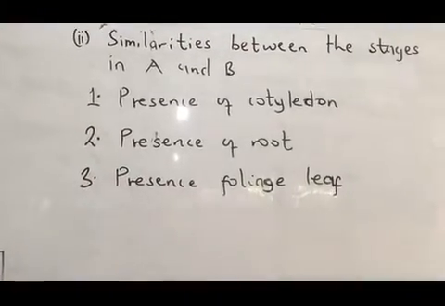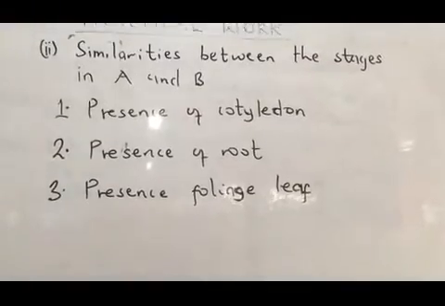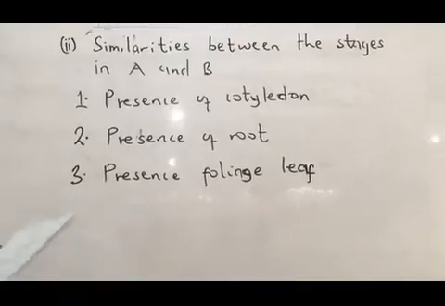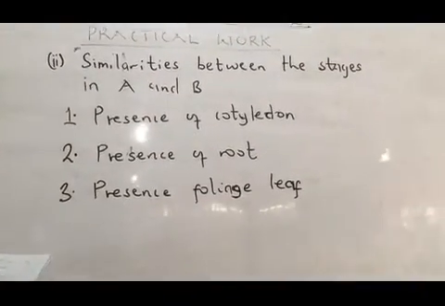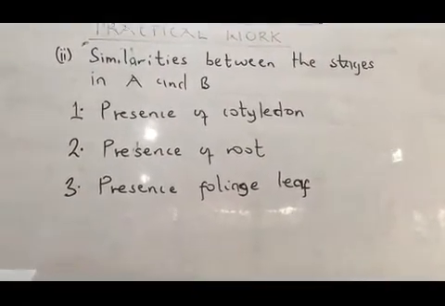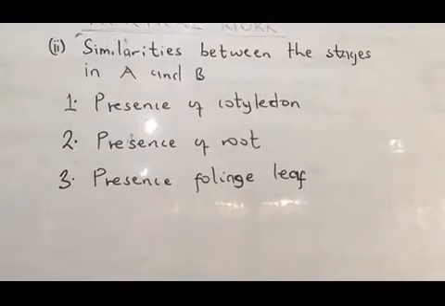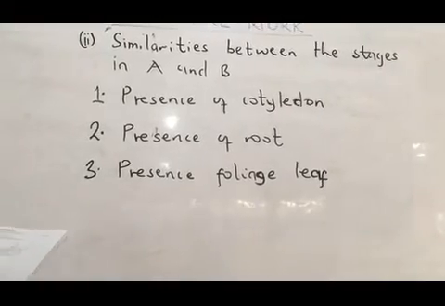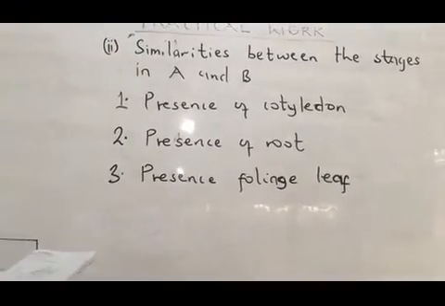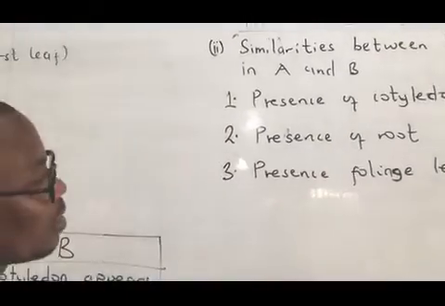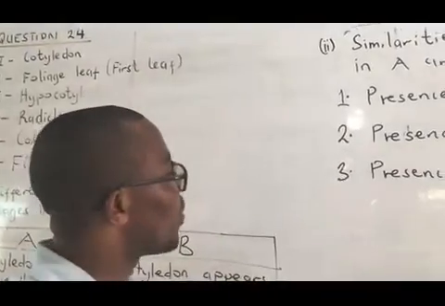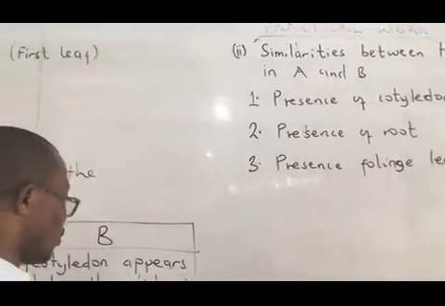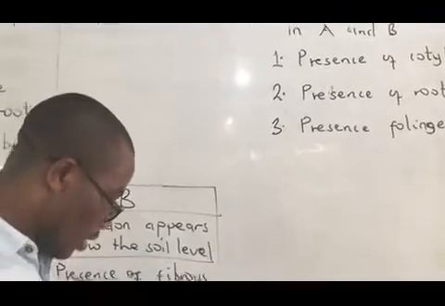Okay. Obviously, you can also talk of presence of radicle because it's a radicle that develops into roots, and both of them have the radicle. The radicle in A is not labeled. That is after 4 days you see the radicle developing. It is that radicle that actually grows into the root. So you can also talk of presence of radicle. But once I've said presence of root, you should know the root develops from the radicle. Okay.